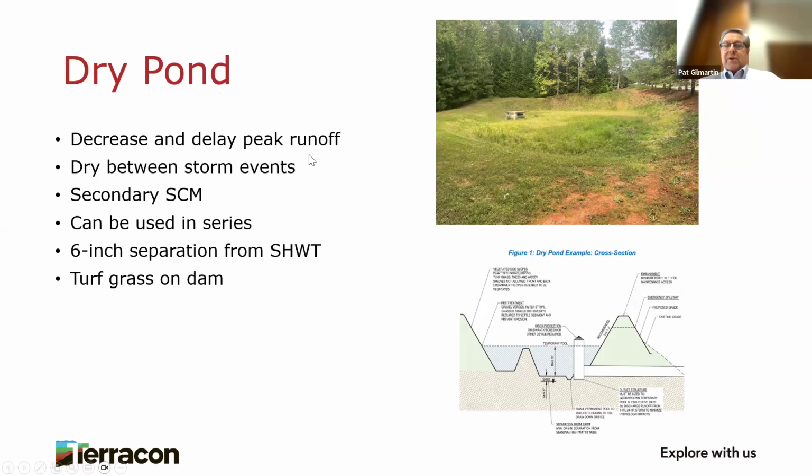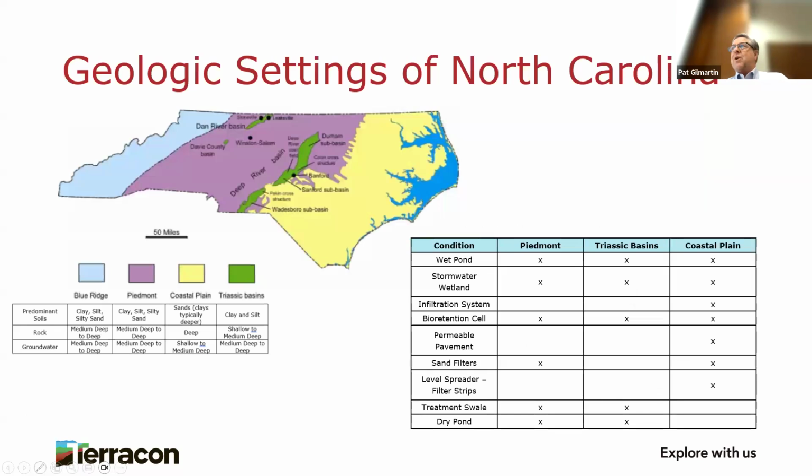Dry ponds can be used in a treatment train, like I talked about, such as with a wetland or bioretention cell. They only require a modest separation from the seasonal high water table, maybe 6 inches. The idea is if they're wet somewhat, we're just trying to control the volume. They're not a main treatment stormwater control measure for quality. Kind of talked about the geologic settings, Wilmington versus Southern Pines, Pine Hills, Sand Hills.